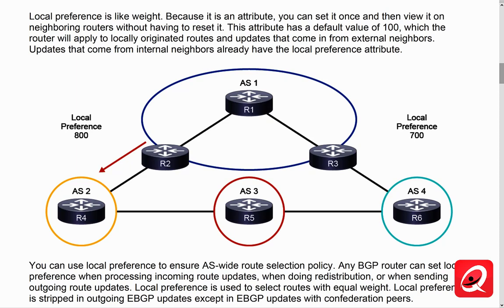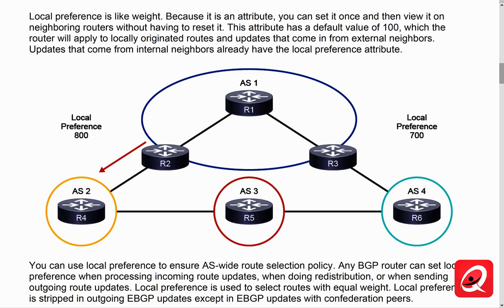All right, we set the local preference by either doing a default local preference value. We can use route maps, so I can create a route map and match prefixes, and then based on that match condition, I can set the local preference value for prefixes that I'm learning from a particular peer. All right.